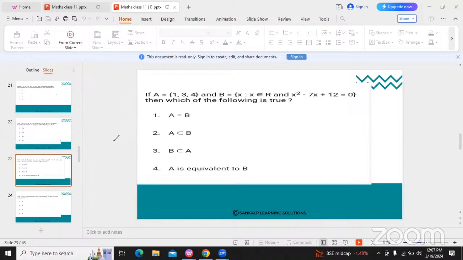The case is given over here. If set A is 1, 3, 4, these are the members of set A, and set B is given in set builder form, that is, x is such that x belongs to the real numbers R, and x is also given in the form of an equation, that is x square minus 7x plus 12. So which of the following is true? You have to find the elements of B, so that you will come to know whether set A is equal to set B, or set A is a subset of B, or B is a subset of A, or both are equivalent.